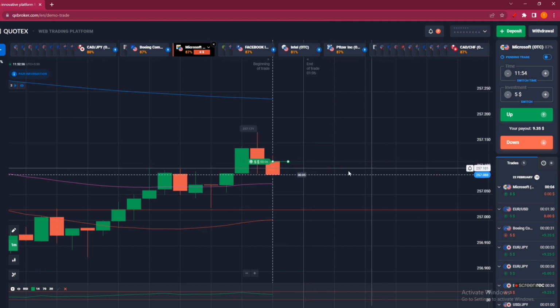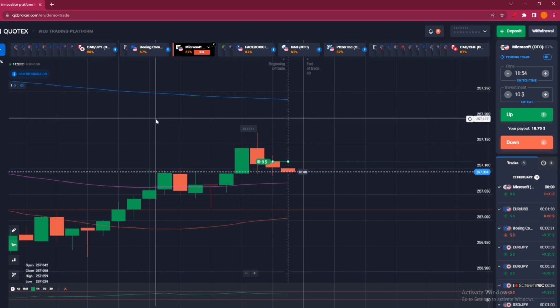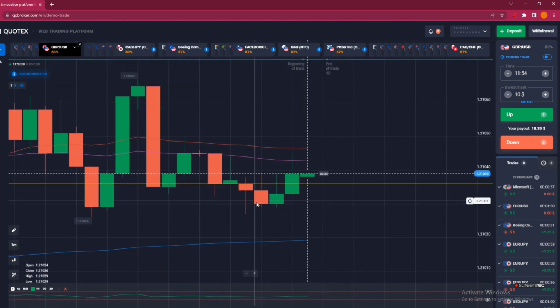About this, I take $10 in this real. Look at this, I lose $10. I have to recover my losses in real asset, because OTC is not good.